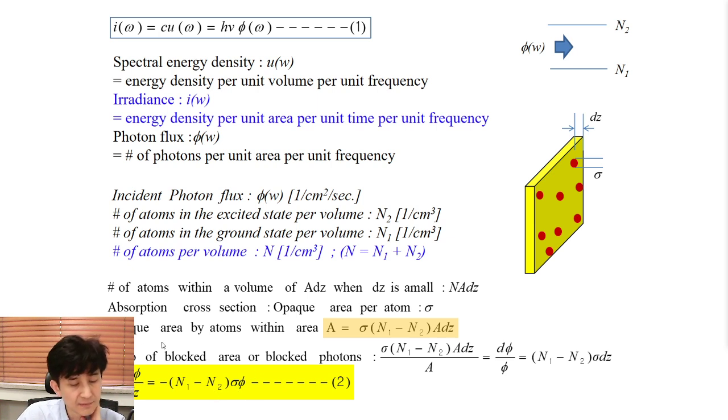So we describe the decreasing ratio of photons as they propagate through this medium as a function of distance: it is minus n1 minus n2 times sigma times phi, where sigma is the absorption cross-section of an atom.